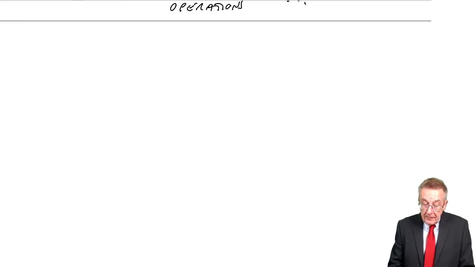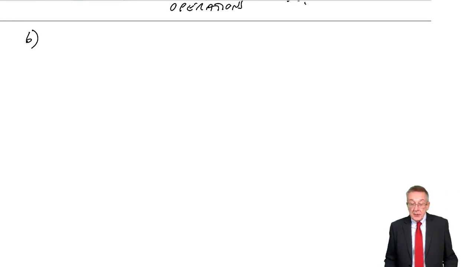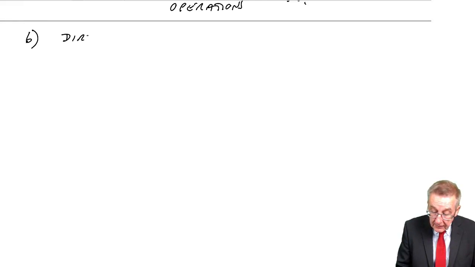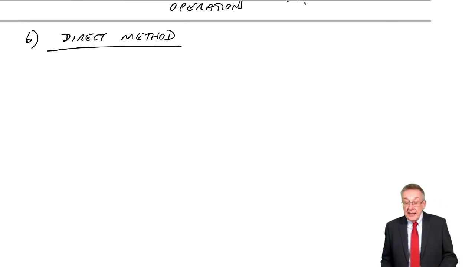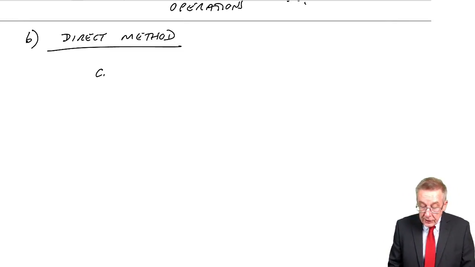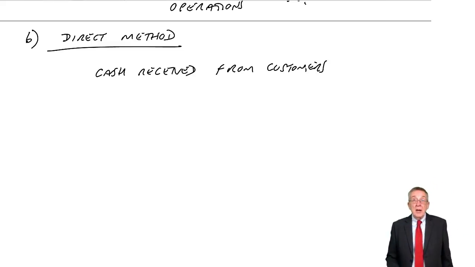However, now let me show you the same question, but getting that 256,000 using the direct method. Now, I don't need bits of workings, but if you look on the previous page, we'll need to work out the cash received from customers. I'll leave it blank for the moment. We'll do the workings and then fill it in.